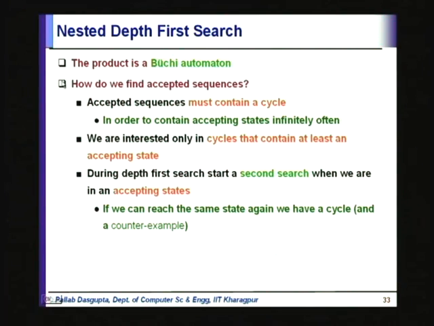So, this is what I said just now, that the product of the two machines is a Büchi automaton, again because the acceptance criterion is still the same. How do we find accepting sequences? Accepted sequences must contain a cycle, otherwise how can we visit the same state infinitely often? So, we are interested only in cycles that contain at least one accepting state, and during depth first search what we can do is start a second search when we are in an accepting state. I will explain this in more detail, but this is the most naive algorithm for finding accepting runs in your product automaton. Later on we will see there are better methods of doing it.